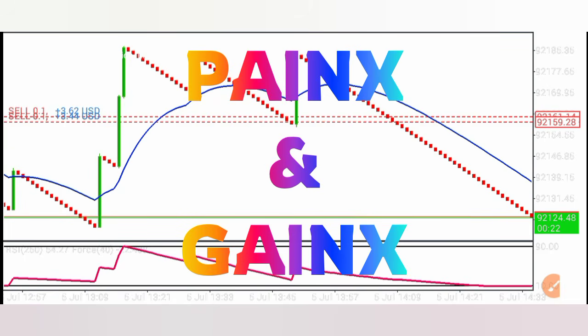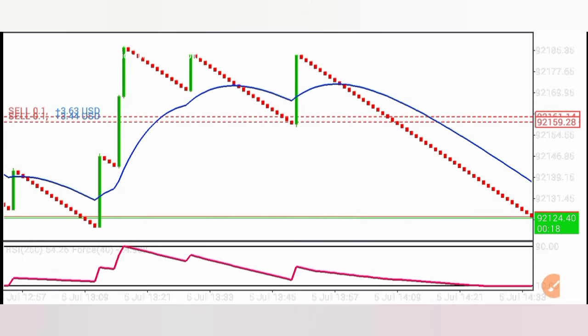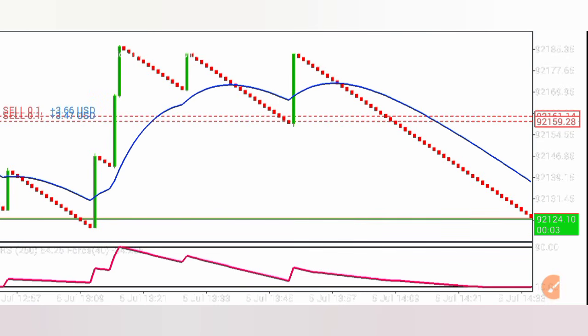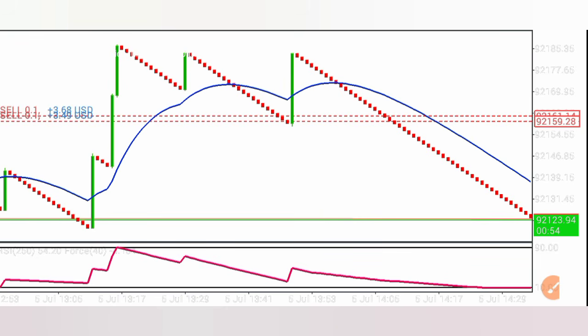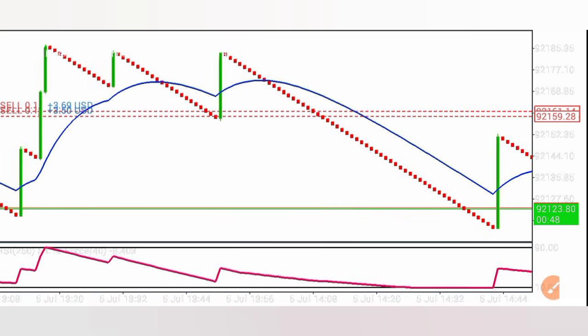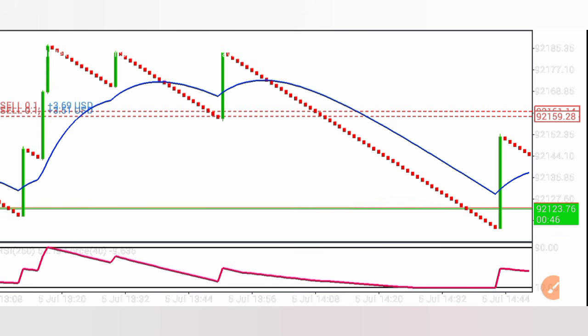GAINX and PAINX are among the easiest assets you can trade. It's as easy as trading Boom and Crash. If you love trading Boom and Crash, you will love trading GAINX and PAINX on Weltrade. Now, I'm going to give you an amazing trading strategy that's going to help you become profitable on GAINX and PAINX. This strategy, you can use it to catch spikes and you can use it to scalp.